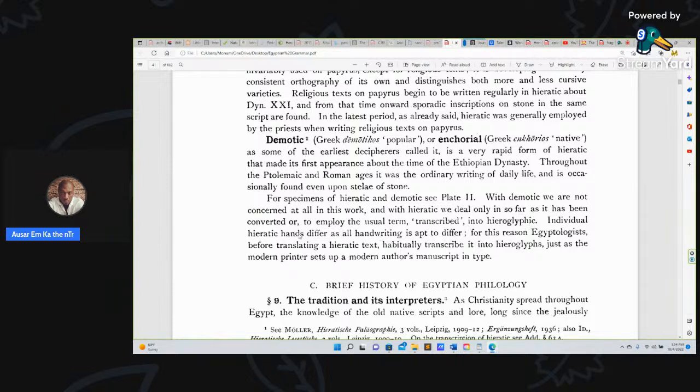Individual hieratic hands differ, as all handwriting is apt to differ. For this reason, Egyptologists, before translating a hieratic text, habitually transcribed it into hieroglyphs, just as the modern printer sets up a modern author's manuscript in type. So, in order for Egyptologists to read a lot of the hieratic and demotic, they would have to take the text and transliterate it into the hieroglyphic.